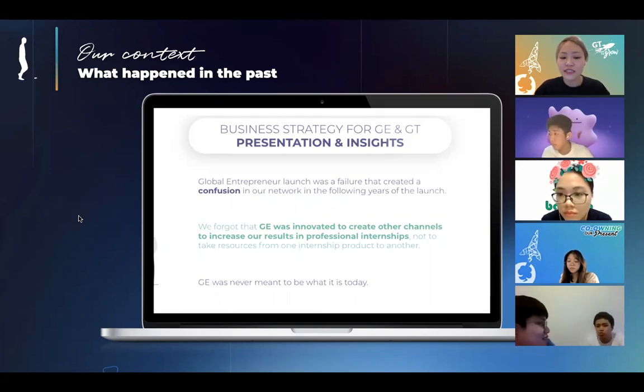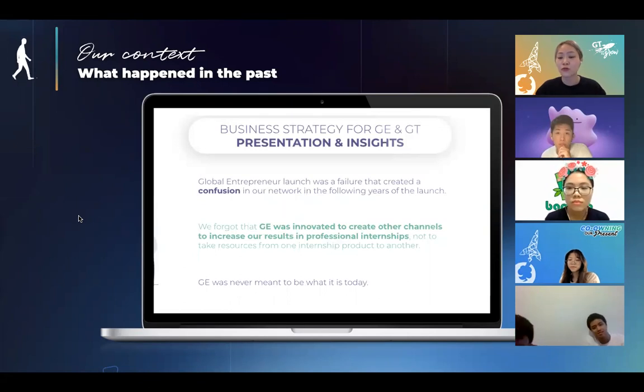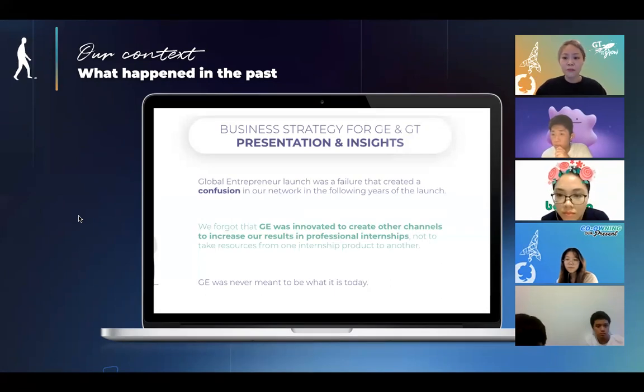We forgot that GE was innovated to create another channel to increase our results in professional internships, not just to take resources from one program to another. Another thing is that the business model of the GE program itself was not carefully verified. They just made it a global program because all of the realization numbers were achieved, but we never looked into the profitability data or financial data to understand whether the business model itself was going to be successful or not.